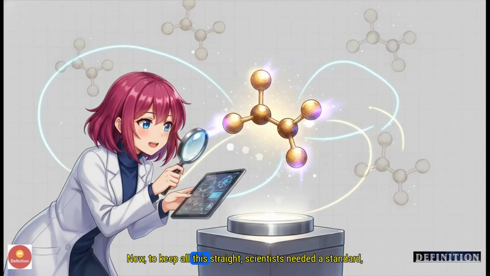Now, to keep all this straight, scientists needed a standard, a reference point. You can think of it like the Rosetta Stone for sugars. And that molecule is glyceraldehyde. It's the simplest sugar you can get that actually has one of these chiral carbons. Basically, every other sugar out there gets its classification by being compared back to this one little molecule.